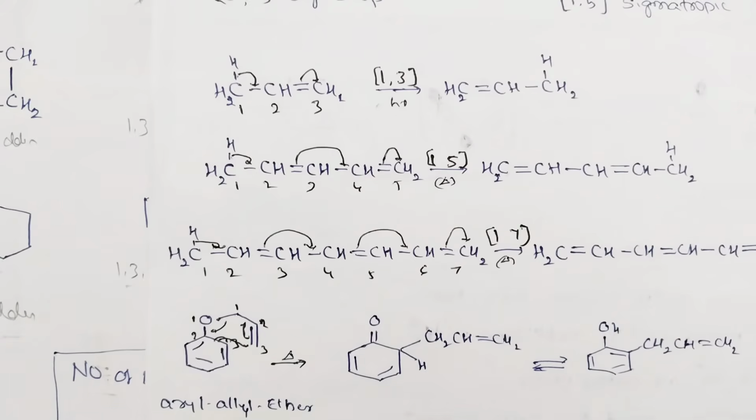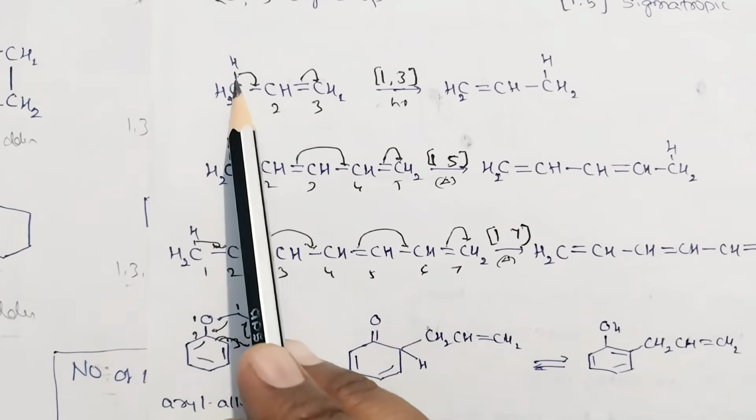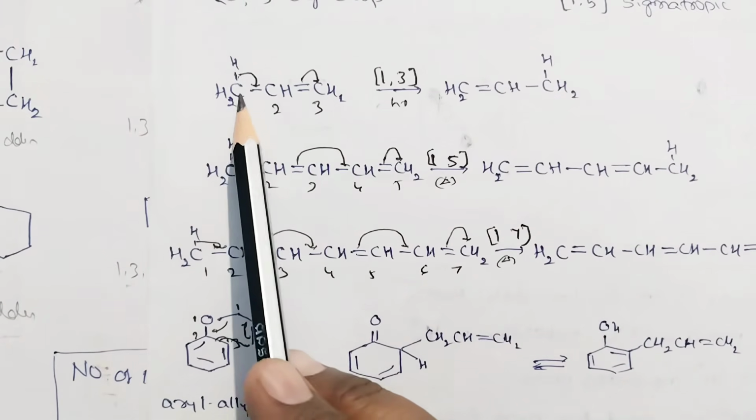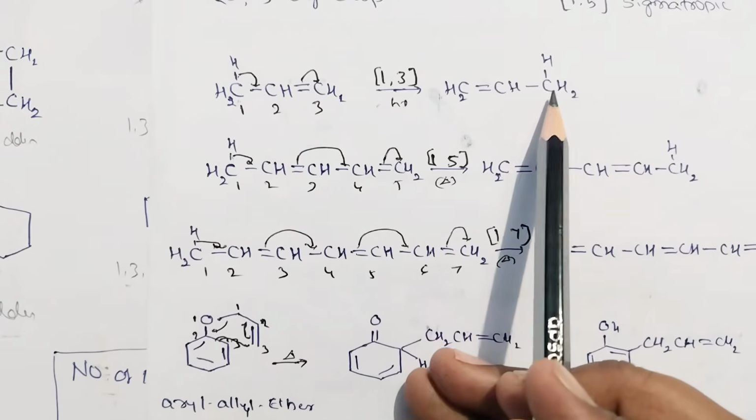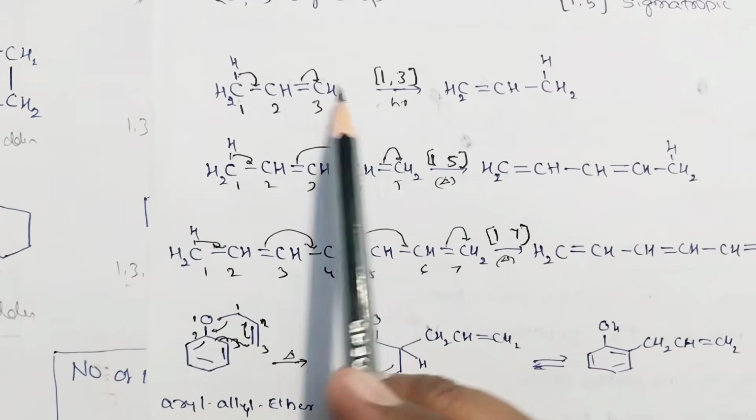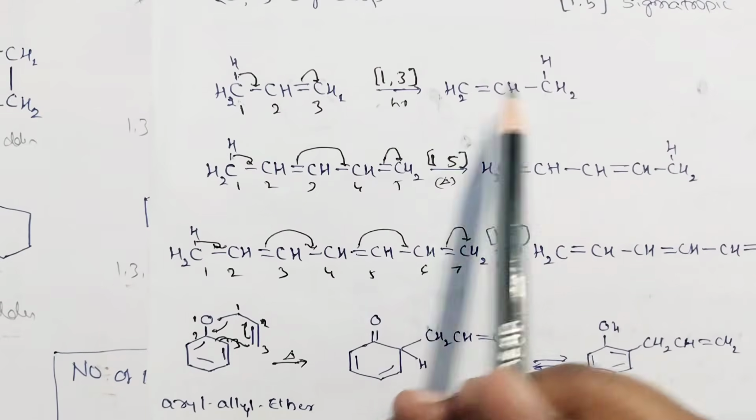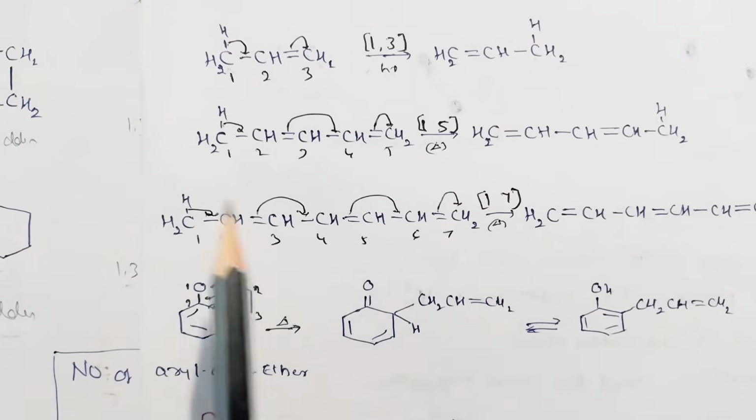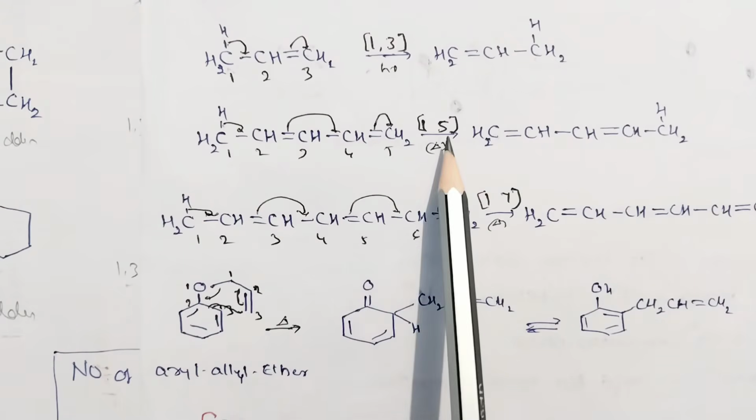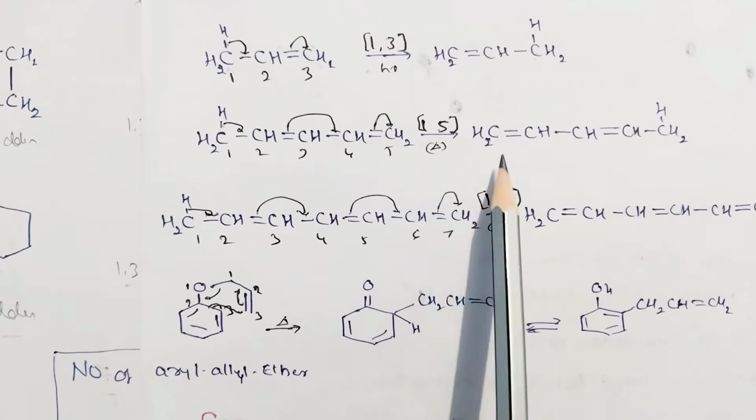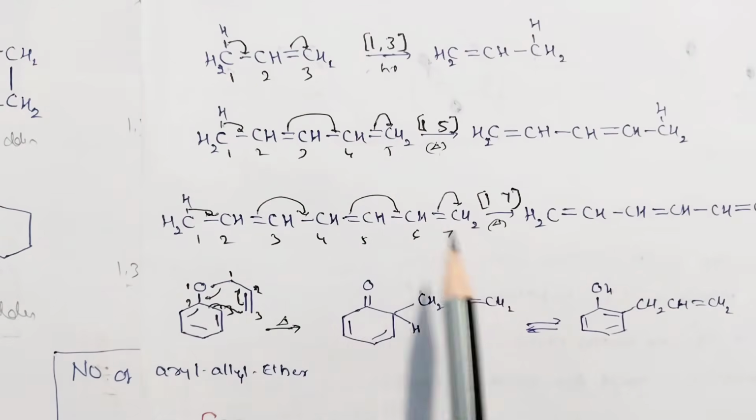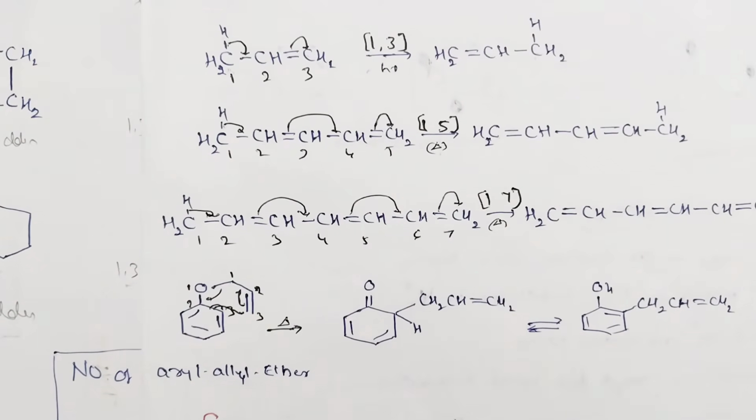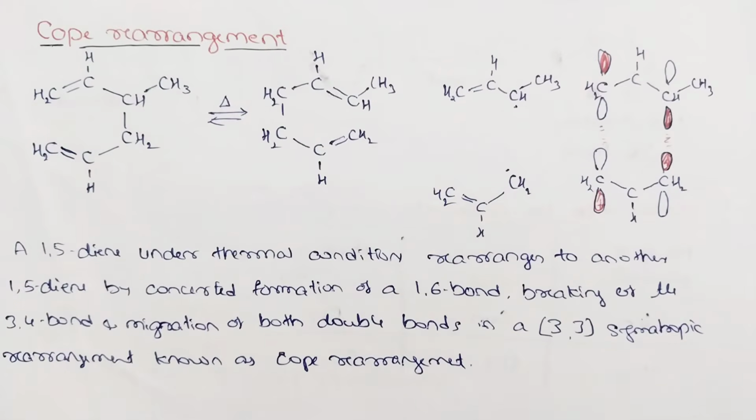These are other examples of sigmatropic rearrangement. Here you can see the hydrogen of carbon 1 shifted to carbon number 3. Hence it is called 1,3 sigmatropic rearrangement. This reaction takes place under photochemical conditions. Here the 1,5 hydride shift takes place under thermal conditions. 1,7 also under thermal conditions. Like this, these are called sigmatropic rearrangement reactions.